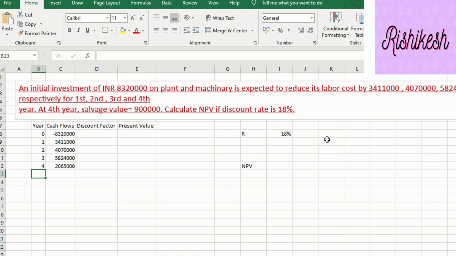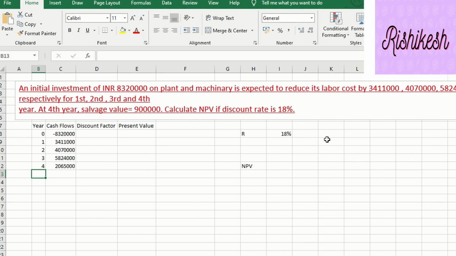Now let us see another example based on the NPV technique. So here the question goes like, an initial investment of 83,20,000 on plant and machinery is expected to reduce the labor cost by 34,11,000 and 40,70,000, 58,24,000, 20,65,000 respectively for first, second, third and fourth year. So basically you have done an investment, and it's actually leading to cost savings in the subsequent years, that is in the first, second, third and fourth year.